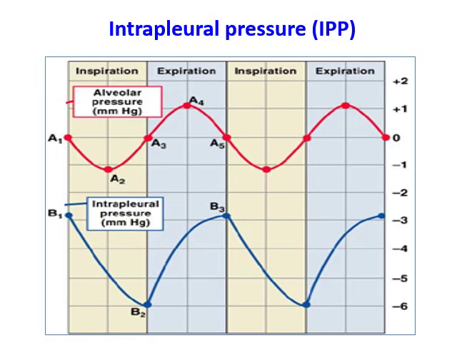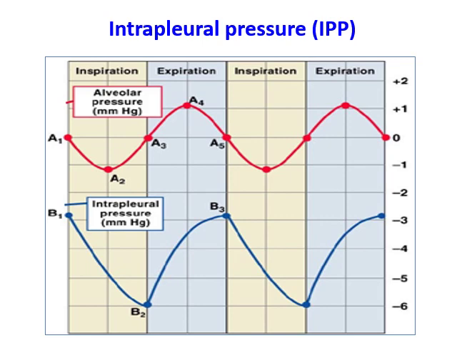Now we'll discuss the second pressure in the respiratory pressures, which is the intrapleural pressure. The intrapleural pressure is the pressure in the potential space inside the pleural sac during the respiratory cycle. The intrapleural pressure is the intrathoracic pressure. Remember that the intrapleural pressure is always a negative pressure. It's always subatmospheric pressure during normal respiration.